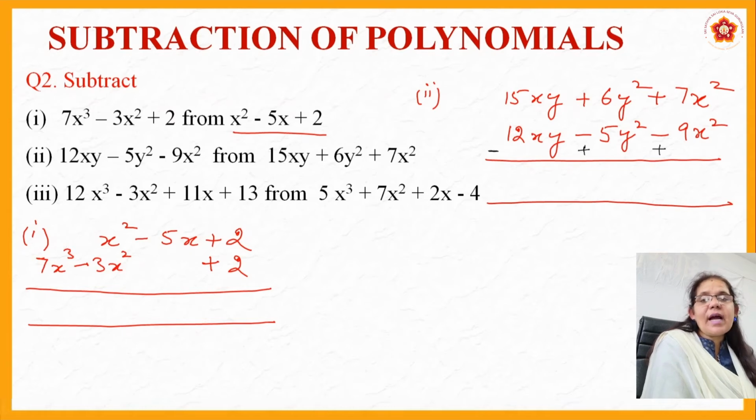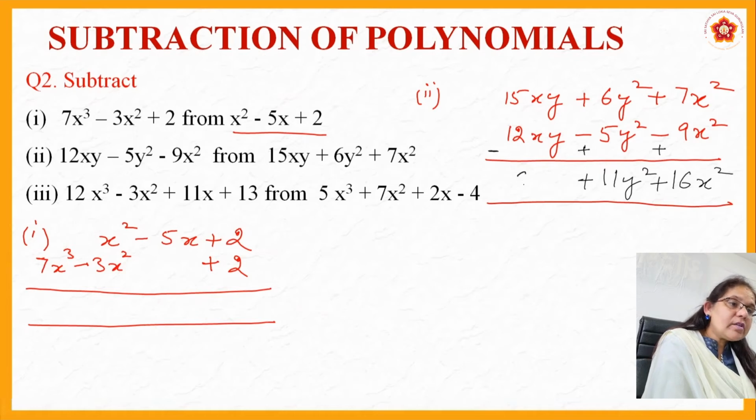Only difference is in subtraction we change the signs of the second polynomial. So what is 7 plus 9? It is plus 16x square. We'll consider the changed sign. 6 plus 5y square, it will be plus 11y square. 15 minus 12xy. I said we'll concentrate on the changed sign. That is what we have to do. So 15 minus 12 is 3xy. So this is the answer out here.